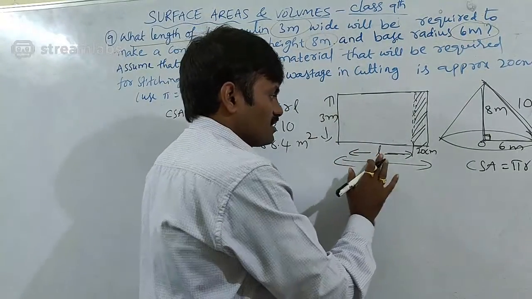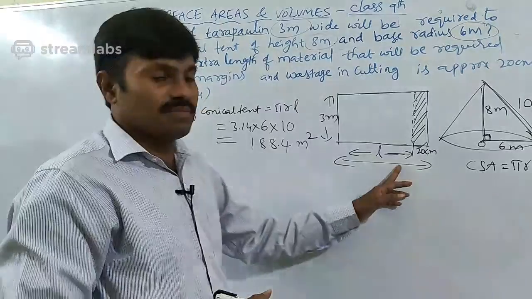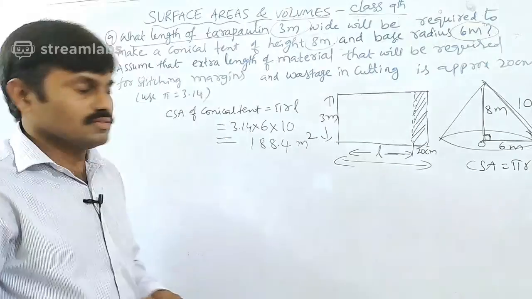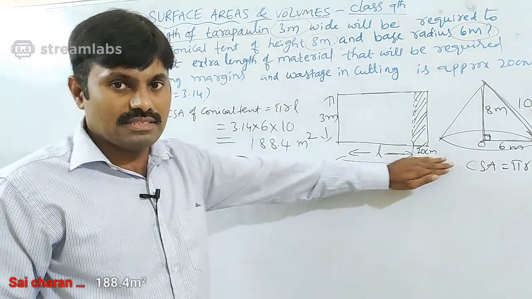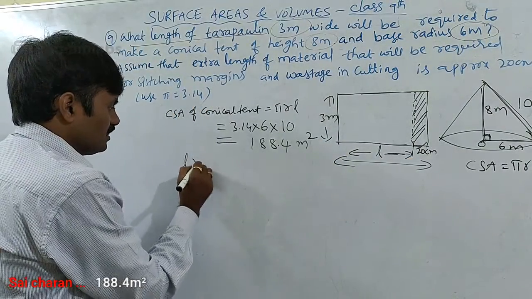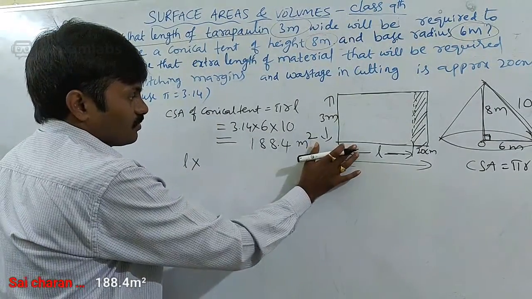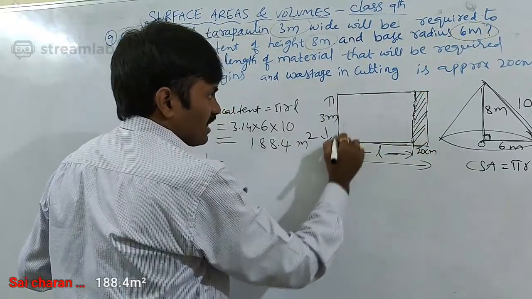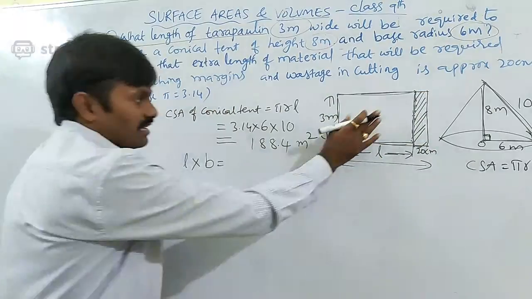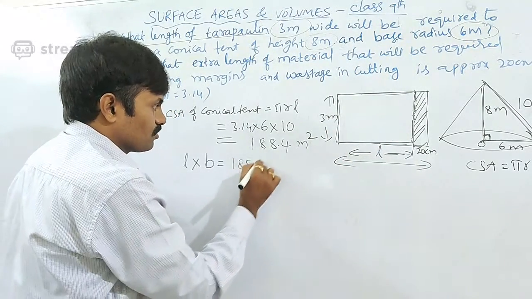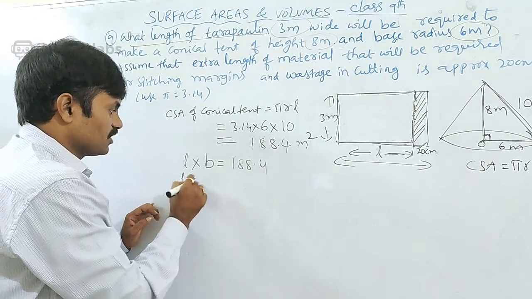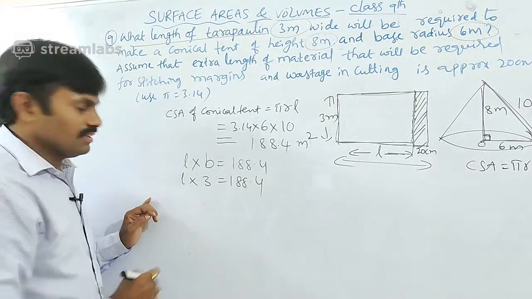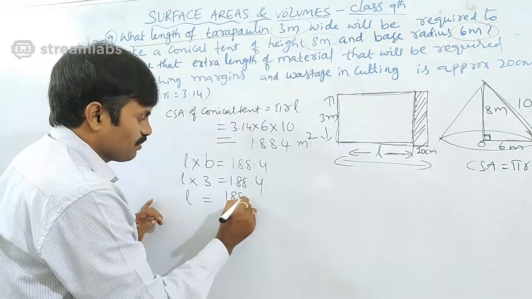Now your breadth is 3 meters and the total length I have taken as this much. Now see, now total length we want. Okay, let it be 20 centimeters. Now this area, length of this part into breadth, this is in the shape of a rectangle. Now length into breadth, this area is equal to 188.4. So L into, but what is breadth? 3 meters is equal to 188.4. From here L is equal to how much? 188.4 by 3.